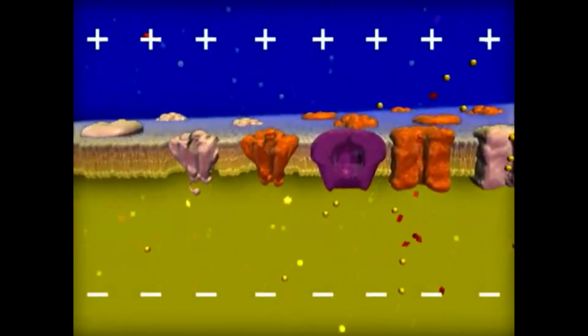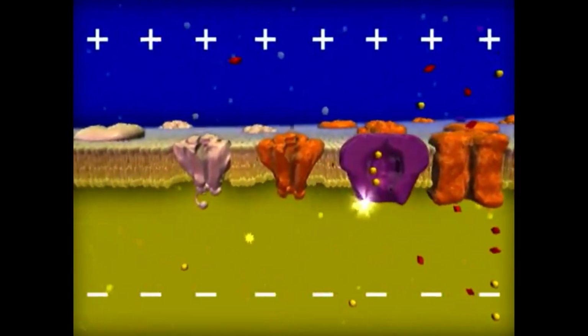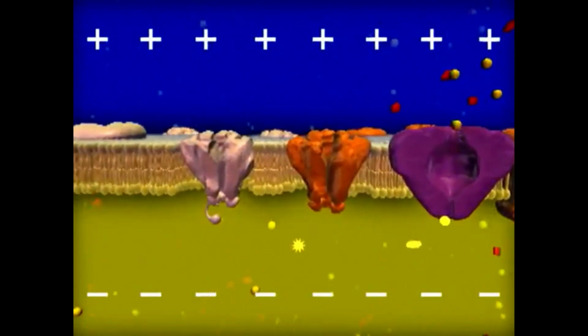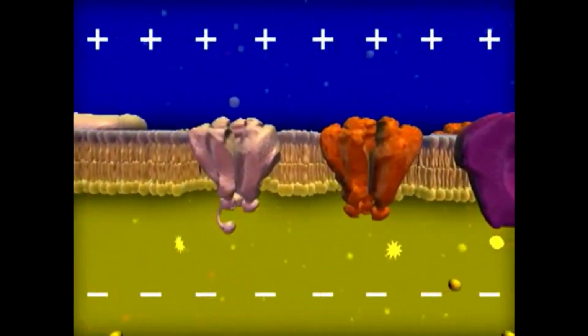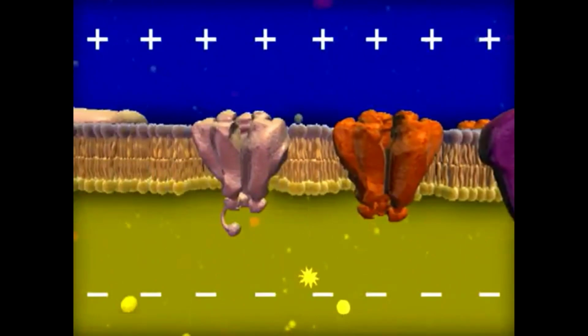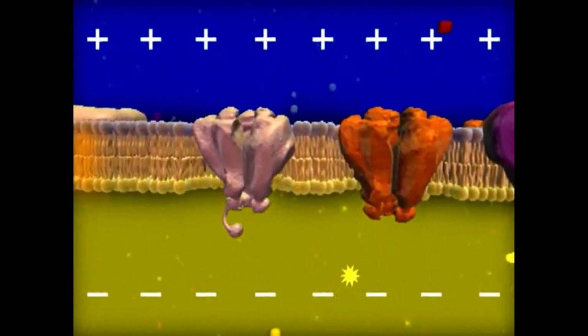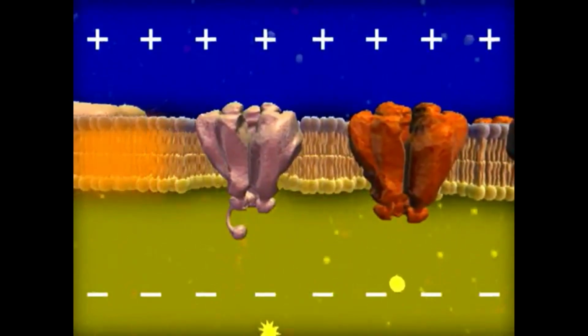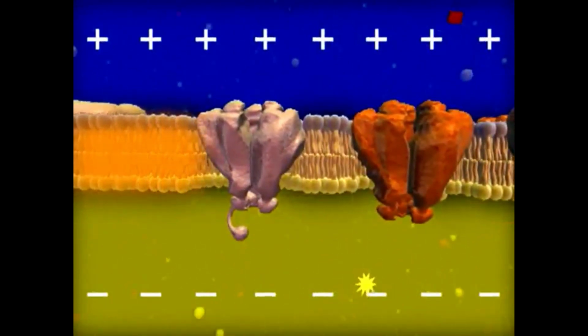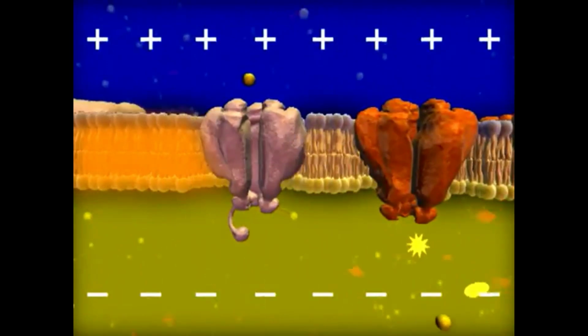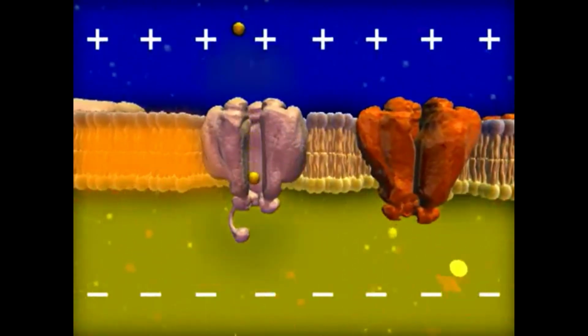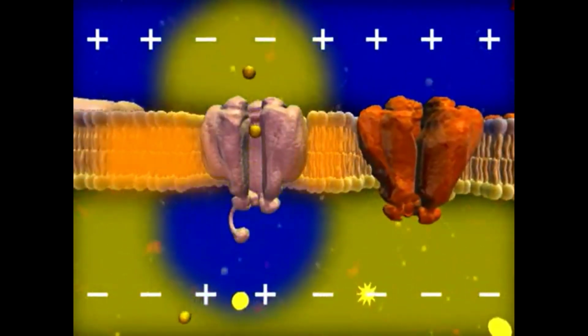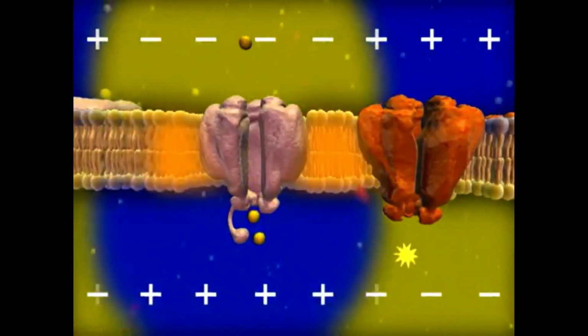The membrane of an axon is also packed with gated ion channels that open and close during an action potential. At resting potential, the gated channels are closed. If a stimulus changes the distribution of charge across the membrane sufficiently, the gated sodium channels open. Movement of sodium ions across the membrane makes the inside of the cell more positive.